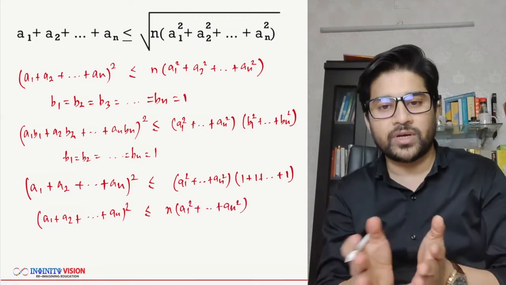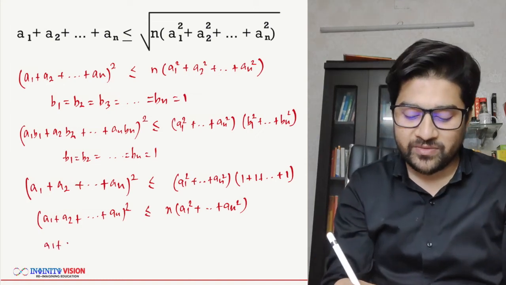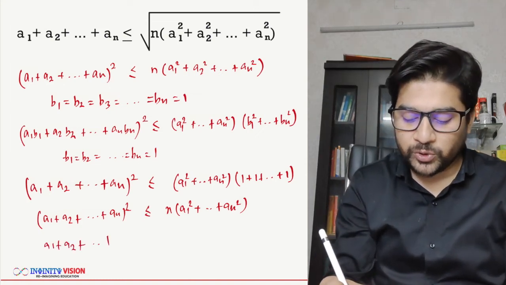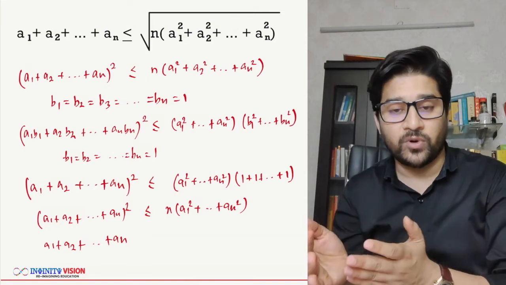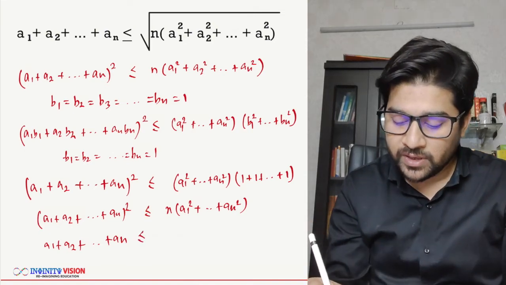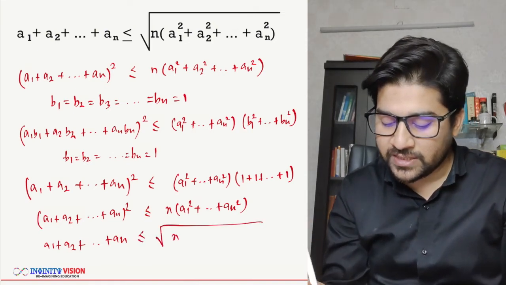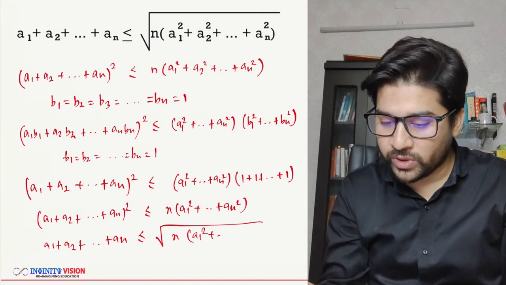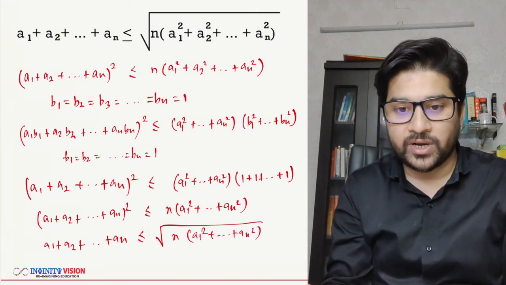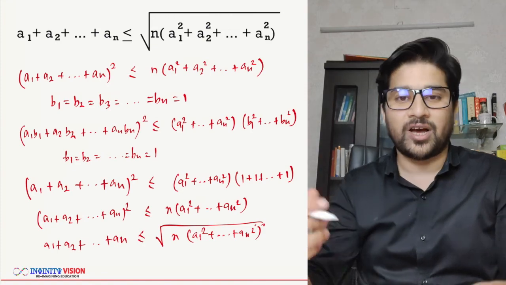Now what you can do, you can rewrite it and say that a1 plus a2 up to an, since both sides are positive, you can take a square root, will be less than equal to square root of n into a1 square up to an square. I hope you got how we proved it.